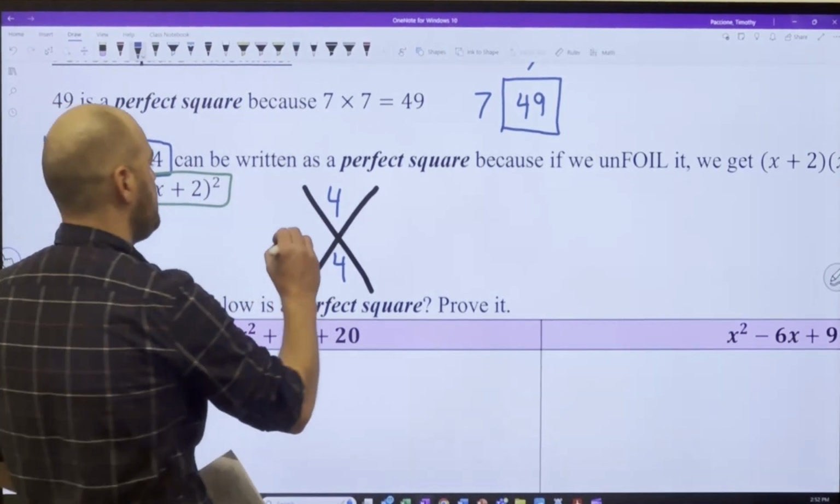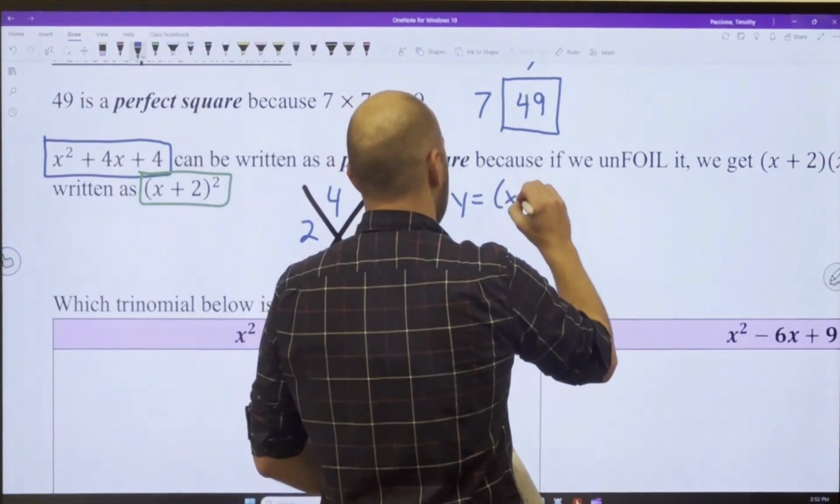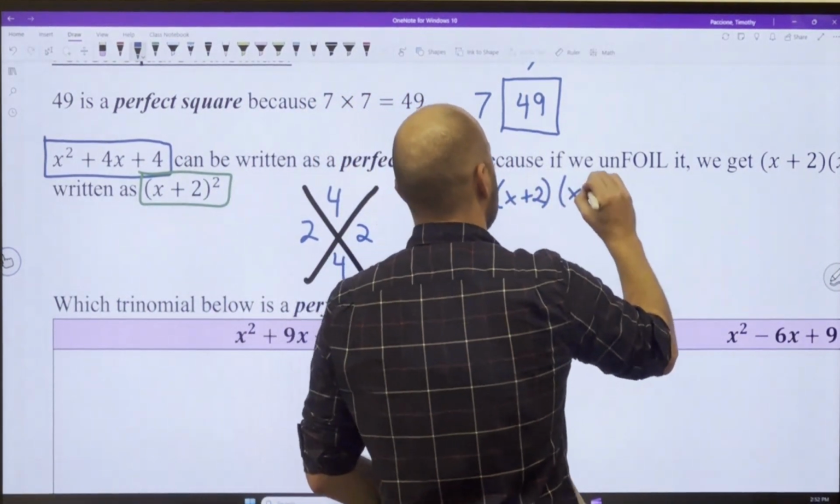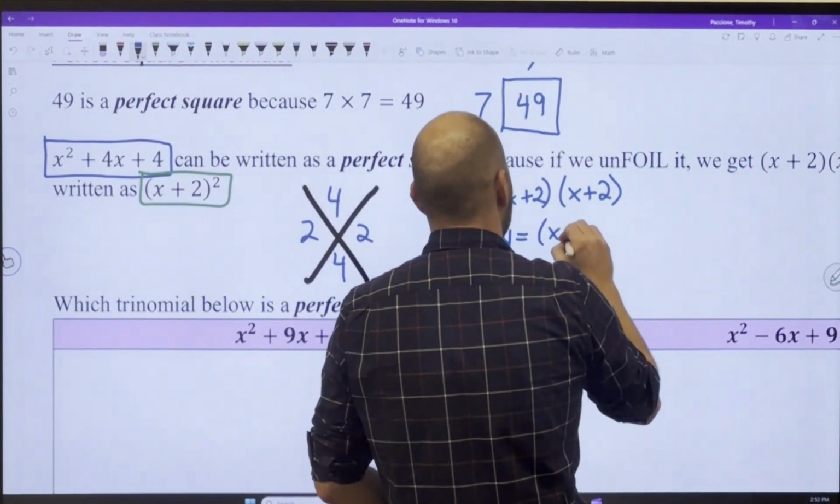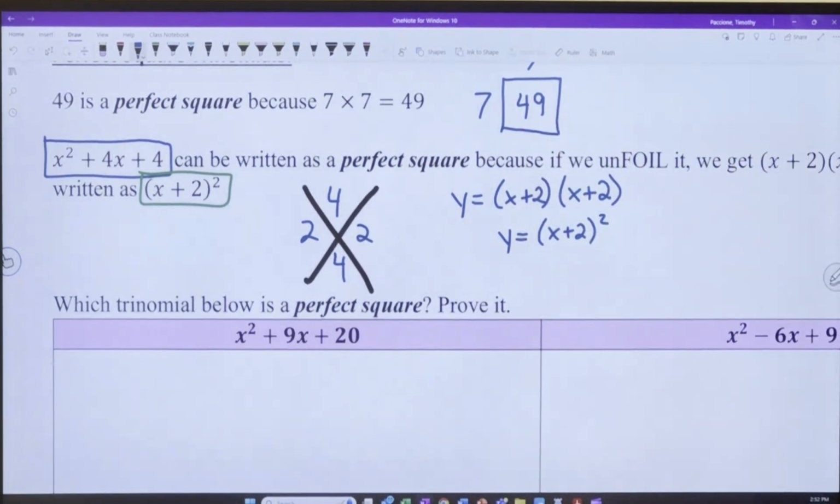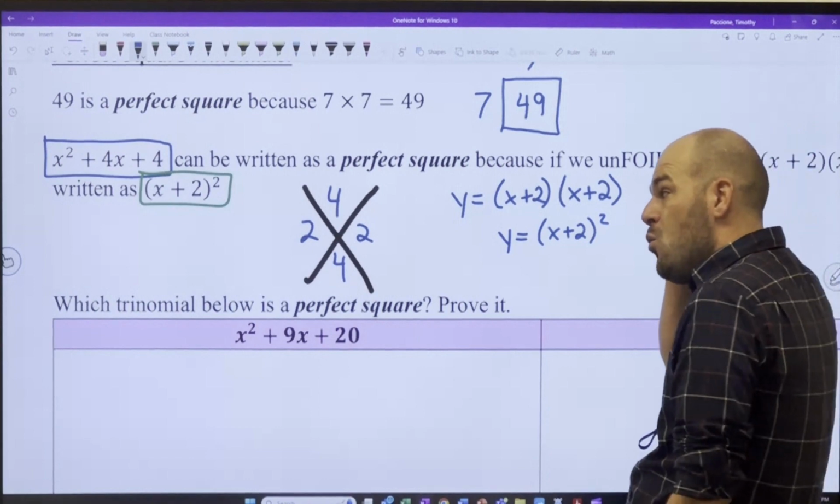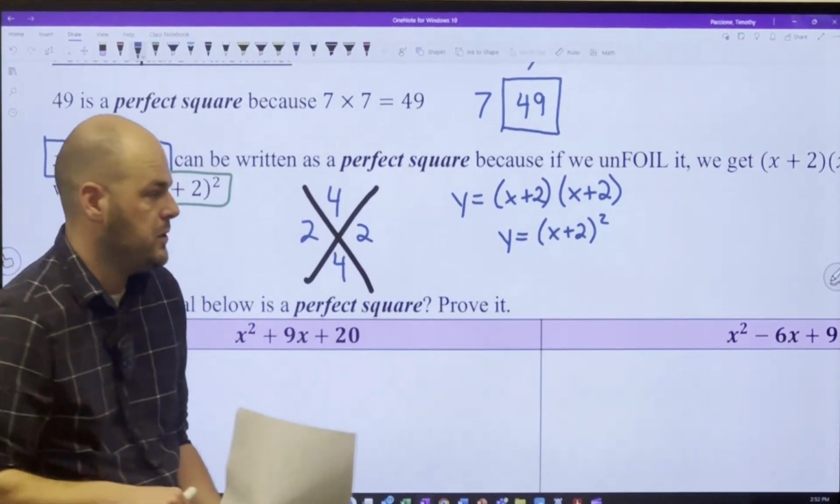So it becomes y equals x plus 2, which, of course, could be rewritten as x plus 2 squared, right? So it's a perfect square trinomial. Okay, so why does it matter? Well, knowing that something's a perfect square trinomial can be very helpful to us.